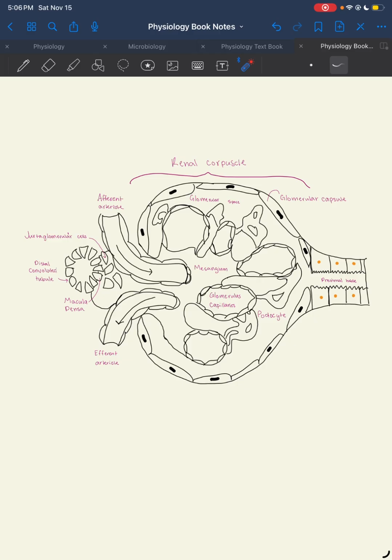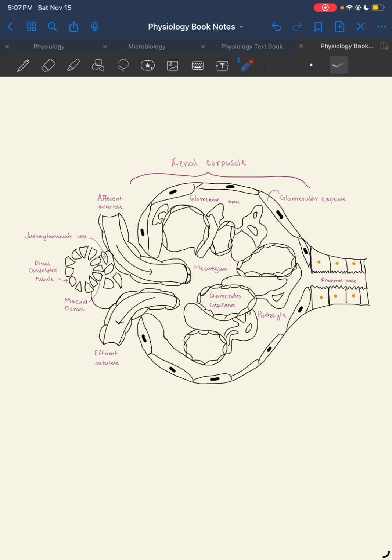The second layer is the basement membrane, which has negative charges that help repel most large proteins. And the third is the podocyte filtration slits, created by foot-like processes with slit diaphragms that act as the final filter. Together, these layers let water, ions, glucose, and amino acids pass while keeping proteins and cells in the blood.